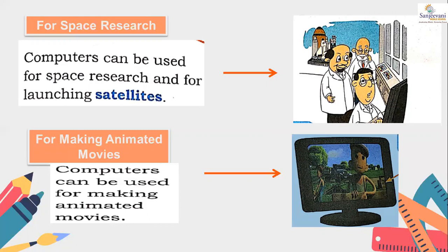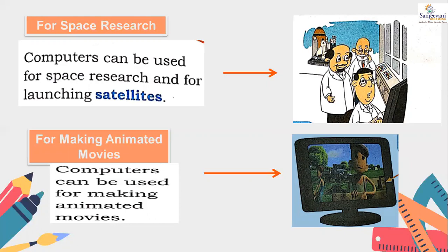And the last one is for making animated movies. Yes, my dear learners, you must have seen the Tiger King movie, right? You must have seen the Simba movie. So these movies are animated movies. Your cartoons that you see, they are animated. So how are they made? They are made using computers. So computers can be used for making animated movies.